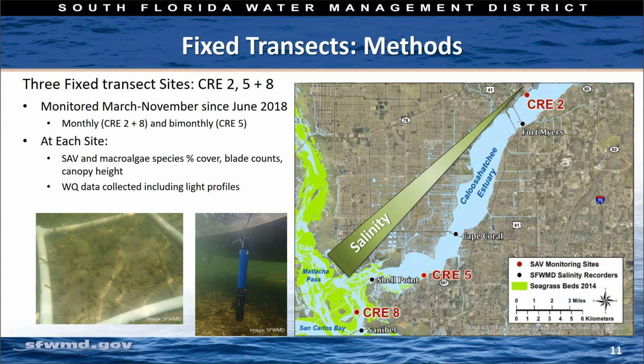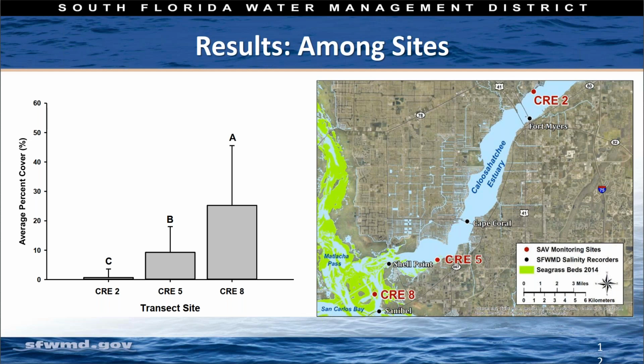Next slide. So average percent cover for CRE2, up in the freshwater area, is 0.6, and the CRE5 percent cover average is 7.3, and CRE8 average percent cover is 28.3. So seagrasses do better, of course, in the lower estuary.